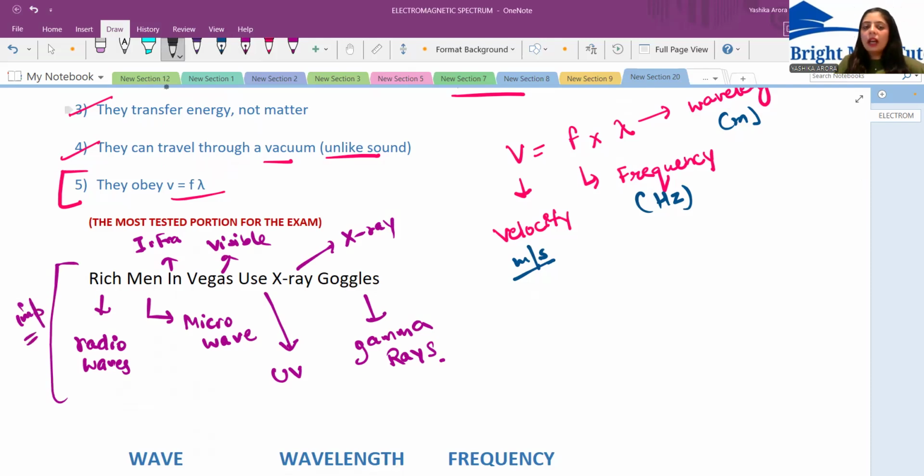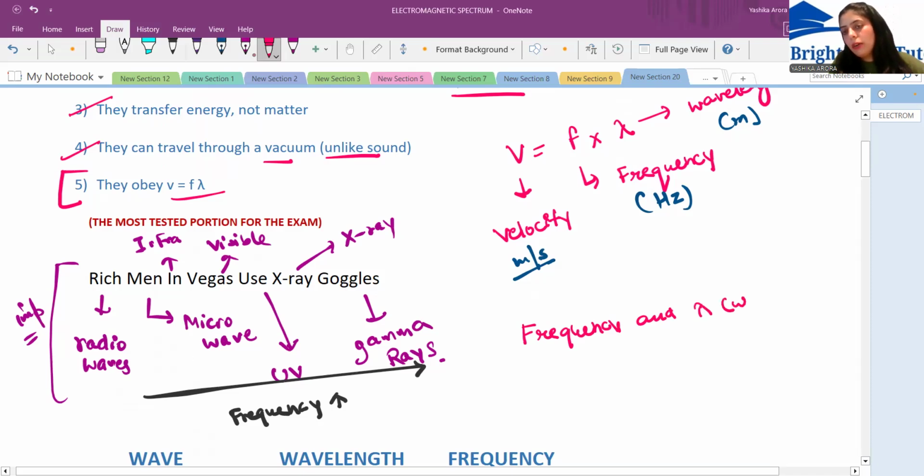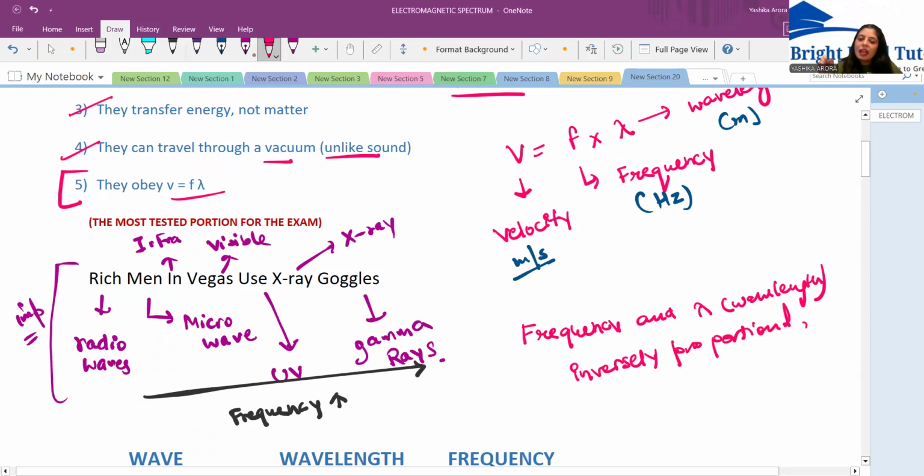Now, as I move in this direction, my frequency is increasing. You just need to remember one important thing: frequency and wavelength, lambda, are inversely proportional. What do you mean by inversely proportional? It means as one thing increases, the other automatically decreases. As my frequency increases, my wavelength automatically decreases, and the other way around is also fine.